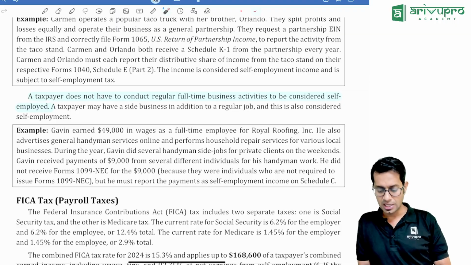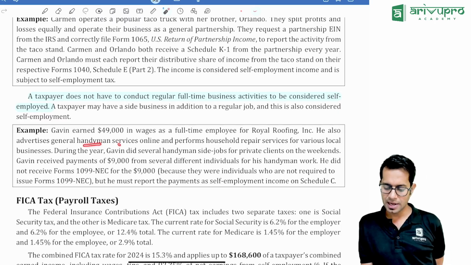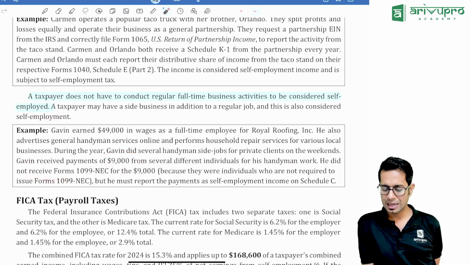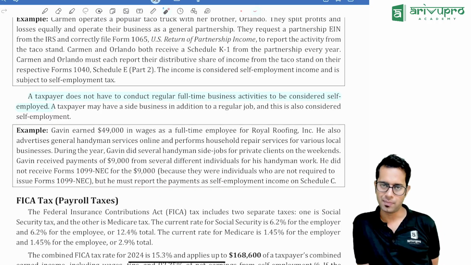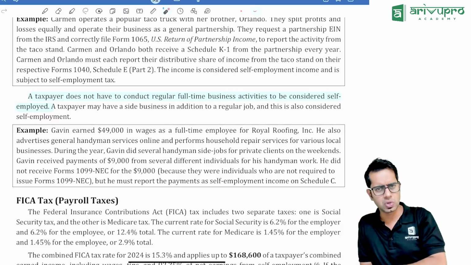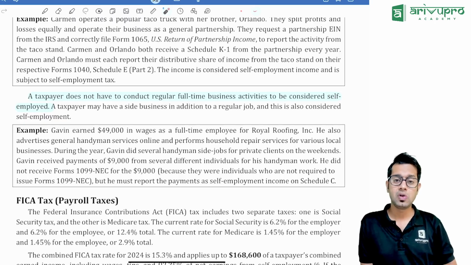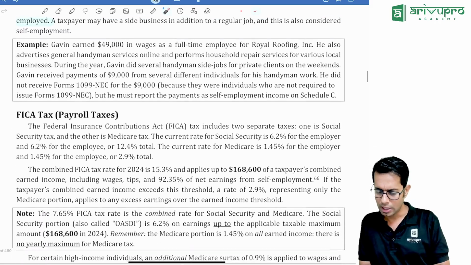For example, G earned $49,000 in wages as a full-time employee of Royal Roofing Inc. He also advertises general handyman services online and performs household repair services for various local businesses. During the year, G did several handyman side jobs for private clients on the weekends. G received $9,000 from several individuals for this handyman work. He did not receive Form 1099-NEC for the $9,000, but he must still report these payments as self-employment income, though he had not received the form, because he would have given services to different people and maybe the amount individually would not have been more than $600. A Form 1099-NEC will be given only when your income is $600 or more, correct? So maybe because he gave services to a lot of people, they would not have given this particular document to him.